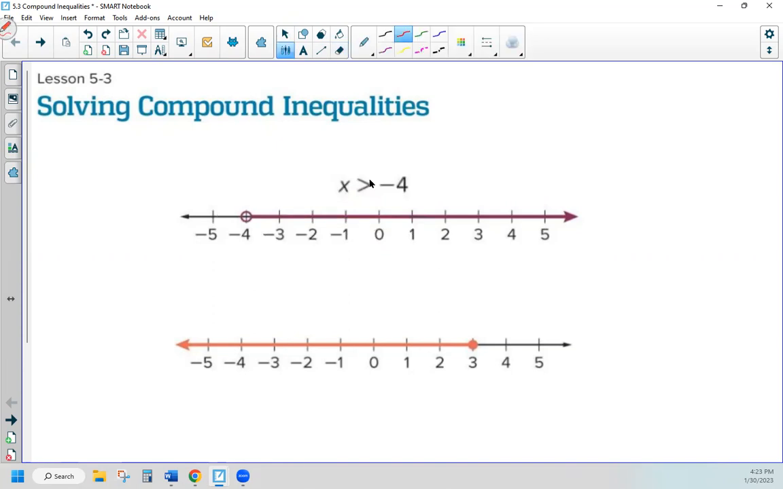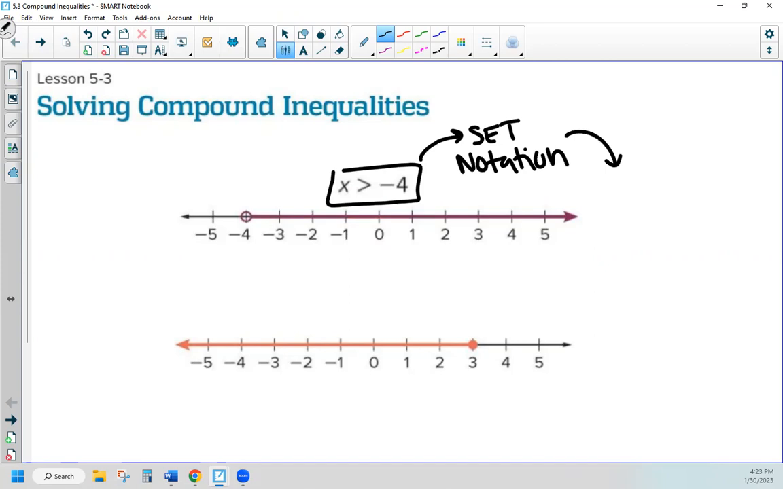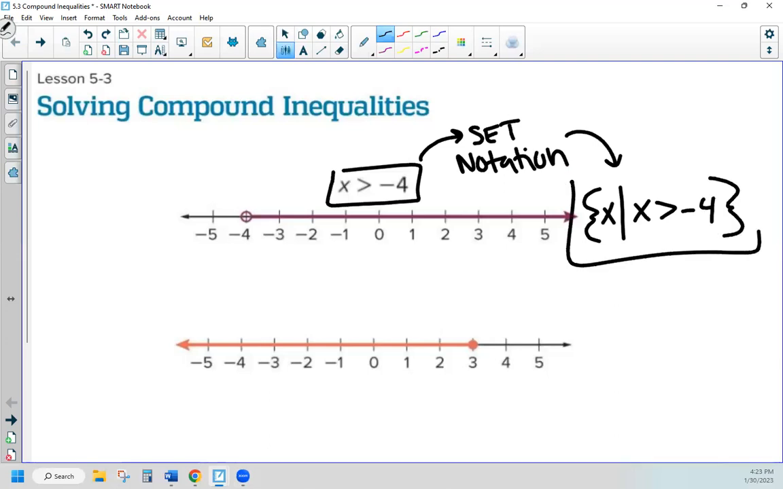Something else we learned is that not only can we express our answer like that, but we can also turn it into what we call set notation. Set notation is a fancier way to express your final solution. You use this little grouping symbol, the variable that you're working with, and a little separator bar. So in terms of x, my solution is where my x values are more than -4. Close the grouping symbol. And there you go. That is set notation.